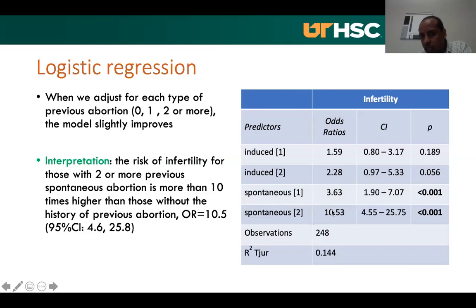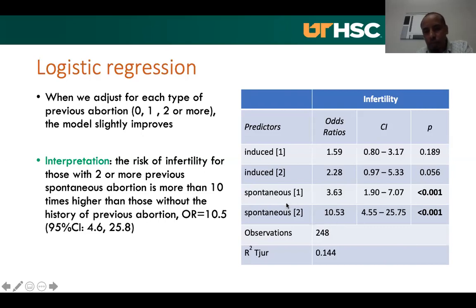And as you can see, the odds ratio for the induced abortion changes, but it's not yet statistically significant. For those who had 2 or more previous induced abortions, the odds ratio increased to about 2.28. But as you can see, it's kind of borderline. It's not statistically significant. The p-value is also close to 0.05, but yet it's not significant. We will see when we take into account the design, this is going to change.